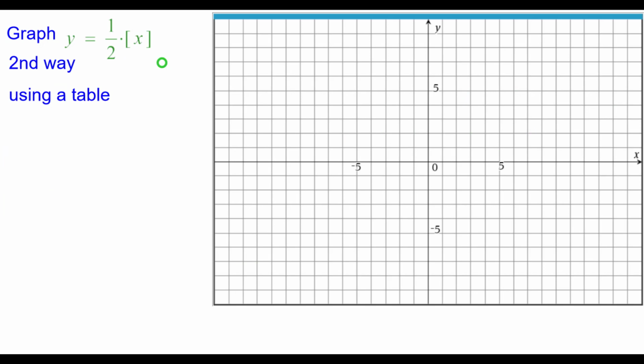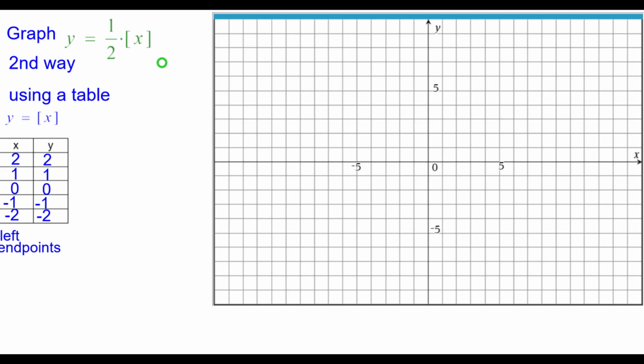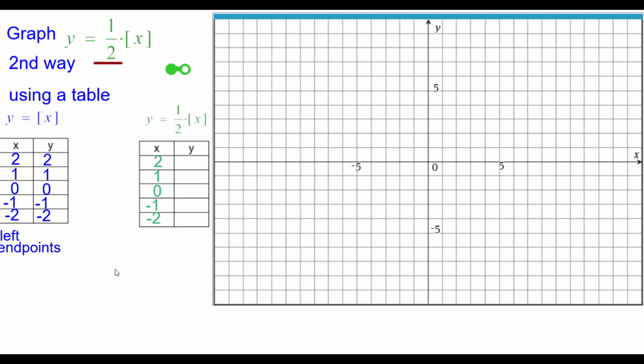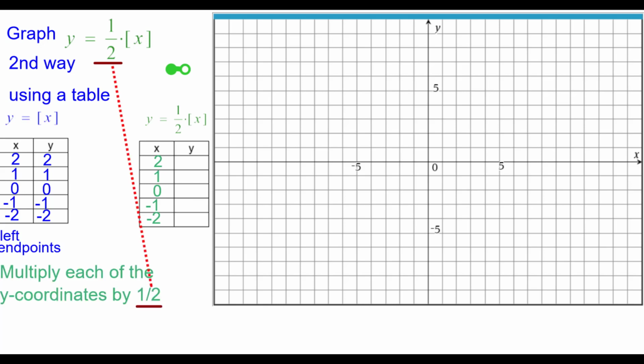Second way, using a table. Here's a table of our left endpoints on the parent function y equals greatest integer of x. We keep the x coordinates the same, and we're going to multiply each of the y coordinates by 1/2, that coefficient. 2 times 1/2 is 1, so at 2, 1 we'll plot our step. 1 times 1/2 is 1/2. So at 1, 1/2, we'll plot our next step.